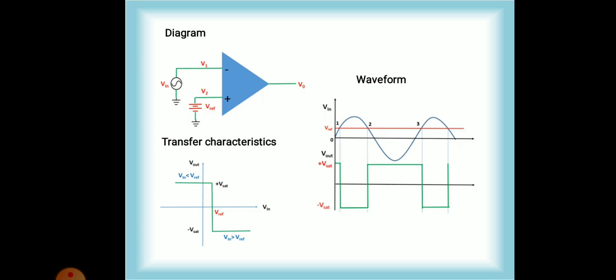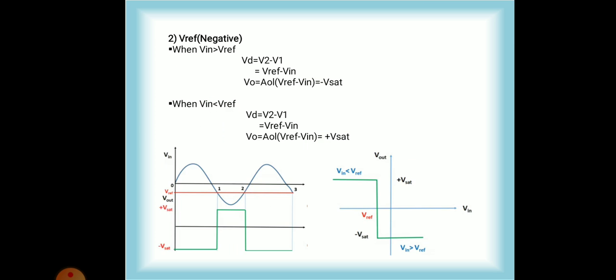Here V reference is positive. When Vin is less than V reference, V out will be plus V saturation, and when Vin is greater than V reference, the V out will be minus V saturation, which is shown in the graph of transfer characteristics. Now let's consider V reference as negative.